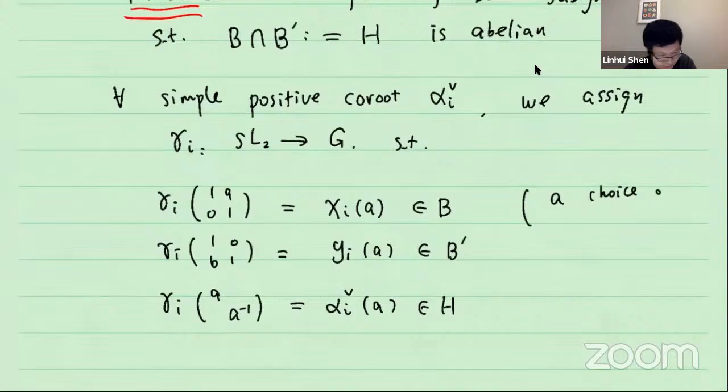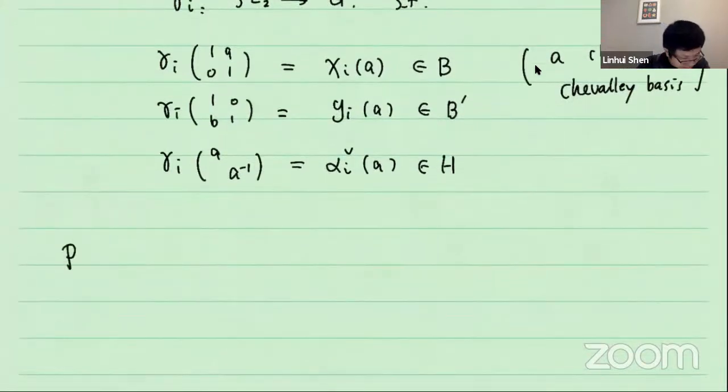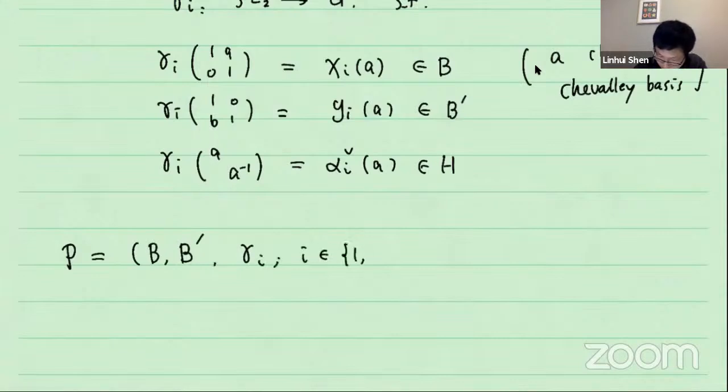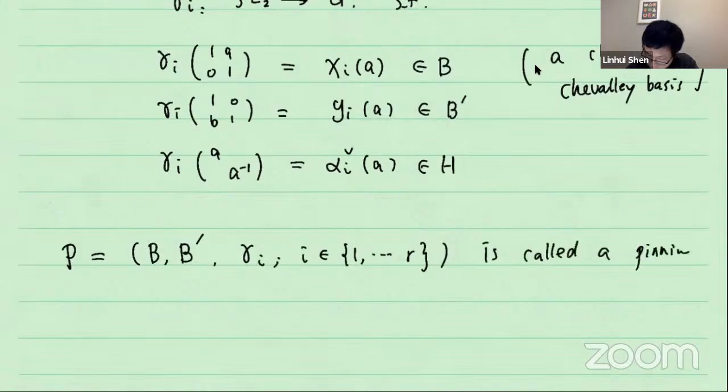So for every i we have this, and this is essentially a choice of Chevalley basis. So the data, this is B, B prime, together with alpha_i, where i goes from 1 until r, the rank of G. This is called a pinning over this pair B and B prime.